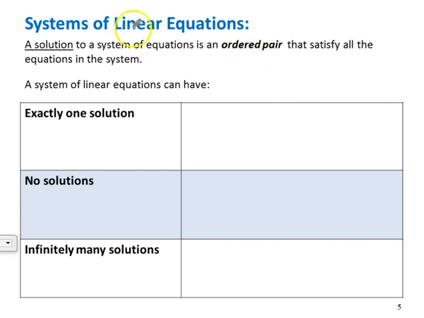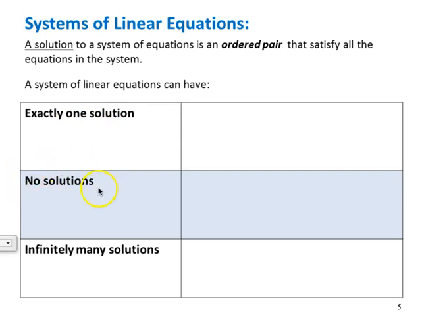All right, so for systems of linear equations, a solution to a system of equations is an ordered pair that satisfies all equations in the system. We just looked at an example of that. A system of linear equations can have exactly one solution, meaning it might just have one ordered pair. It can have no solution.